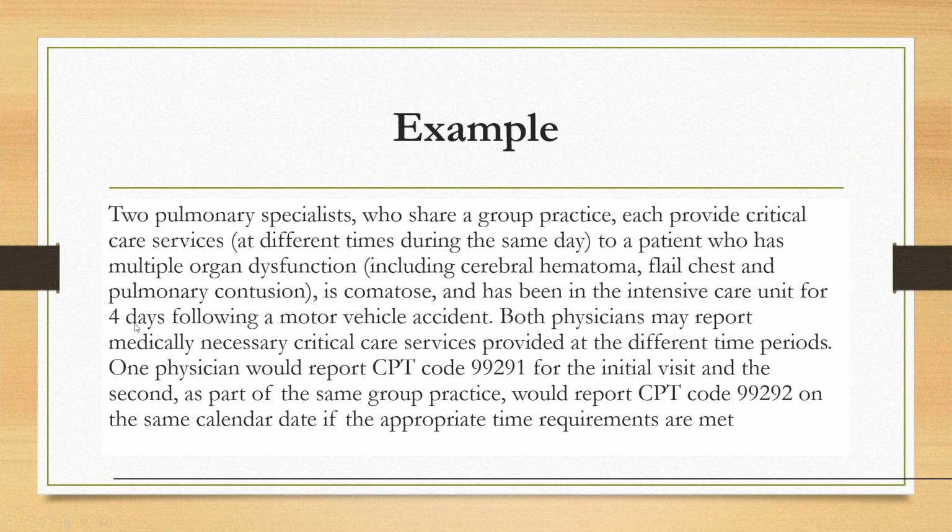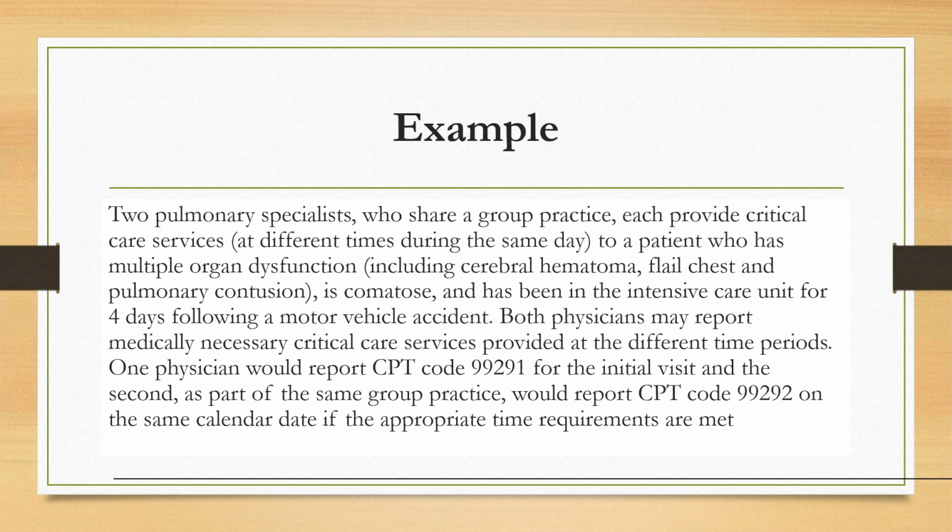He's been in the intensive care unit for 4 days following an MVA. Both physicians may report medically necessary critical care services provided at different times. One doctor would do the 99291 for the initial, and the other one would not get a separate 99291, but they'd bill their time together. So in the first example, they're two separate doctors, two different specialties, two different groups. They both get to start off with the 99291.